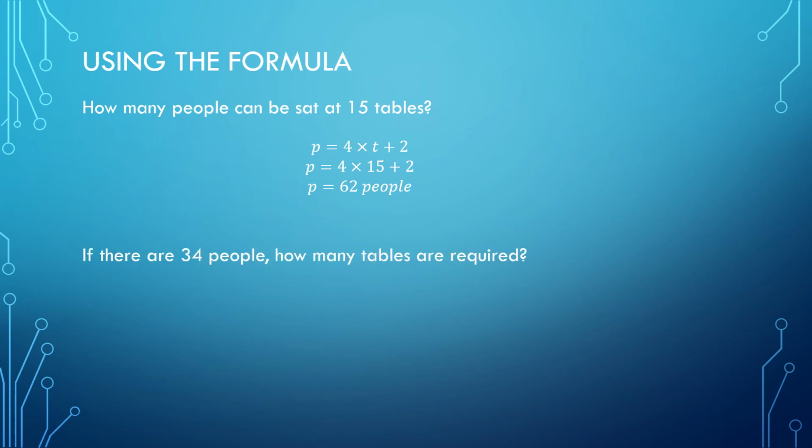This time, what if I've got some people? So there are 34 people. How many tables do we need? Again, start with the formula that we've got. So we've got P equals 4 times t plus 2. Substitute in your number. So this time I've got a number of people. So I've got 34 is equal to 4 times t plus 2. I want to find out t this time. So I need to subtract 2 from both sides. So I end up getting 32 is equal to 4 times t. 4 times what is 32? 4 times 8. And so we need 8 tables in this instance.